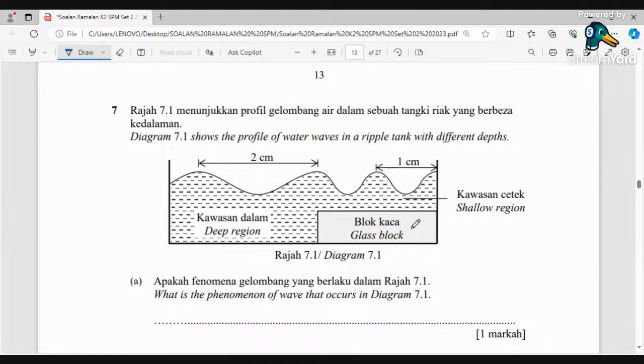Okay, number 7, profile of water wave in ripple tank with different depths. Apa maksud profile di sini? Jadi you kena faham ialah crest, trough. Itu profile. Profile yang you boleh nampak dia bergerak semasa wave itu travel. So you can see ya, boleh nampak shape-shape itu.